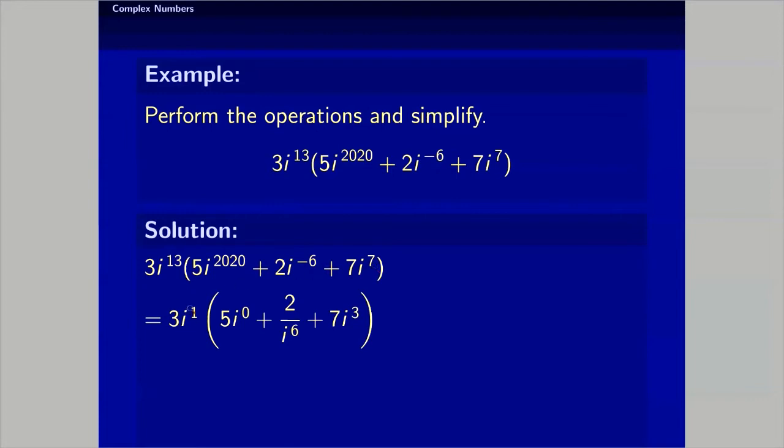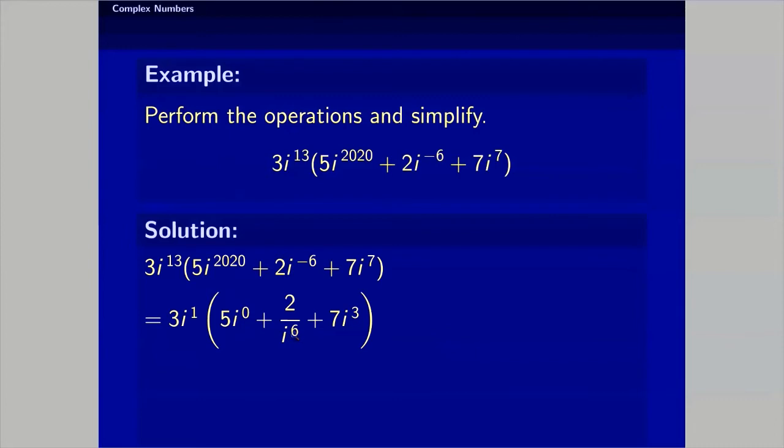What is i raised to 1? It's i. Okay? What is i raised to 0? It's 1. What about i raised to 6? This one is equal to i squared, because the remainder when 6 is divided by 4 is 2. So that's why it becomes i squared.